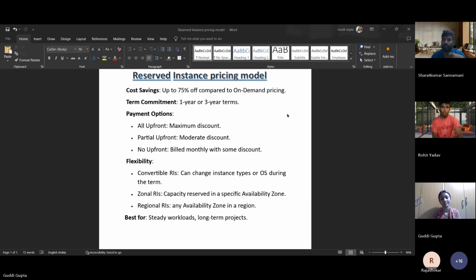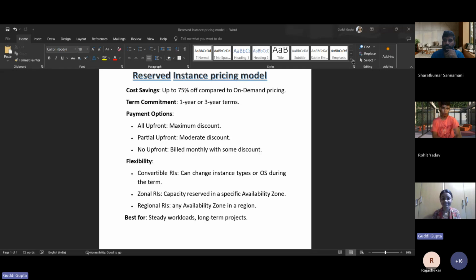Okay, sir. My name is Rohit Yadav, and I am from TYCS, Computer Science. Today, me and my friend Gutti Gupta are going to give some information about the reserve instance price model of AWS. First, Gutti will start, and after her, I am going to start.